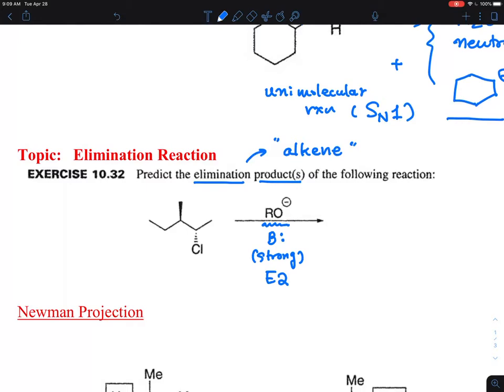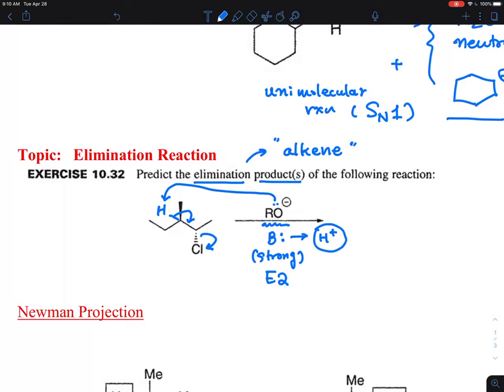The base is looking for something that is H plus, something it can take. And where is it going to take it from? The hydrogen over here. So this lone pair of electrons is going to take the hydrogen, and then they're going to make the double bond, and the chlorine will be a leaving group. So that's the reaction mechanism that you can see.